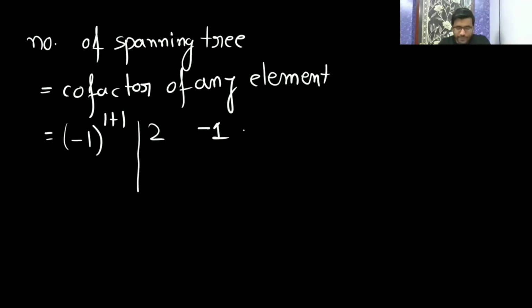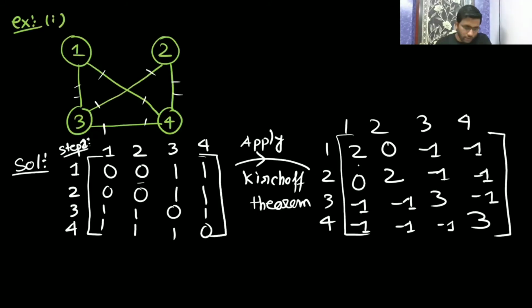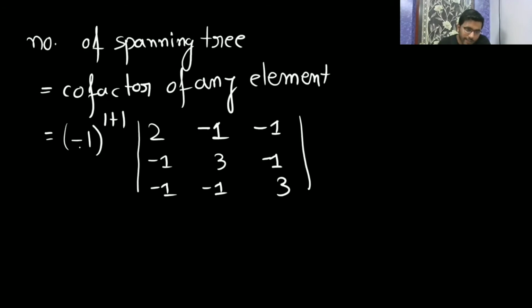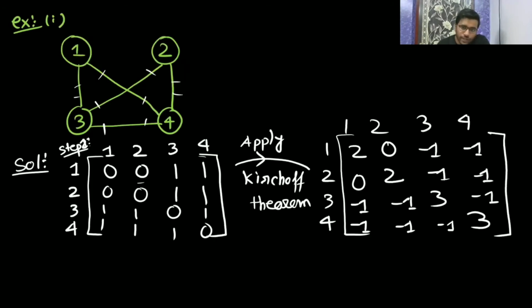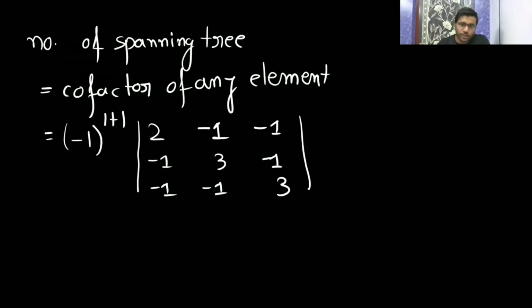Then 2 -1, -1 3 -1, -1 -1 3. See what I have done. I have taken the cofactor of this element. In the cofactor of an element, if you are finding the cofactor of 1 1, then this whole row and this whole column you will not consider. First you write (-1) to the power of whatever: for element 1 1, it is 1 plus 1; for 1 2, it is 1 plus 2, like this. After removing that row and column, you take the determinant of the remaining elements. So it is going to be plus.